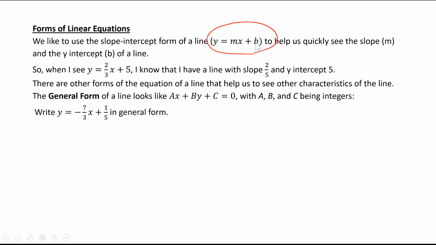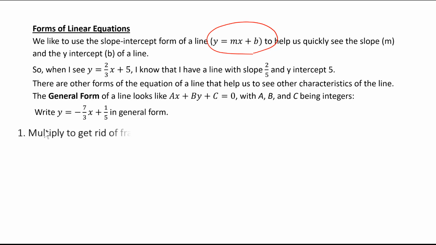There are other forms of the equation of a line that help us to see other characteristics of the line. And you need to be aware of these different ways to write the equation of a line. And you just need to be able to change any equation you have into these different forms. All right, so the general form of a line is ax plus by plus c equals 0, where a, b, and c are integers. All right, so sometimes we want to write the equation of a line in this form. We want to make sure that the coefficients of x and y are integers and the constant is an integer and that everything is on one side of the equation. So you need to be able to manipulate any equation of a line to get it into this form.